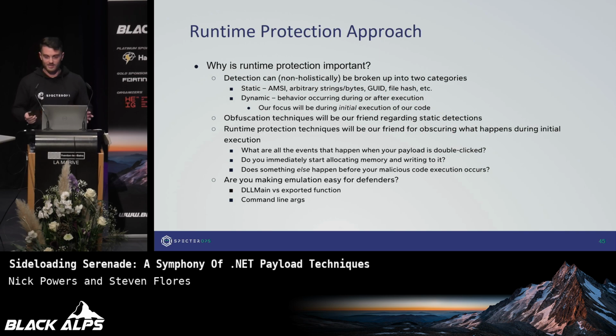Detections can very non-holistically be broken up into two categories, static or dynamic. A couple examples: static would be like AMSI, arbitrary strings, things of that nature. Dynamic would be more behavioral, like heuristics that are happening post-execution. And that would be relevant to where you'd want to apply a runtime protection. Obfuscation can be our friend for things like static detections, but for runtime protections, for dynamic detections, applying something that happens at runtime will be more advantageous.